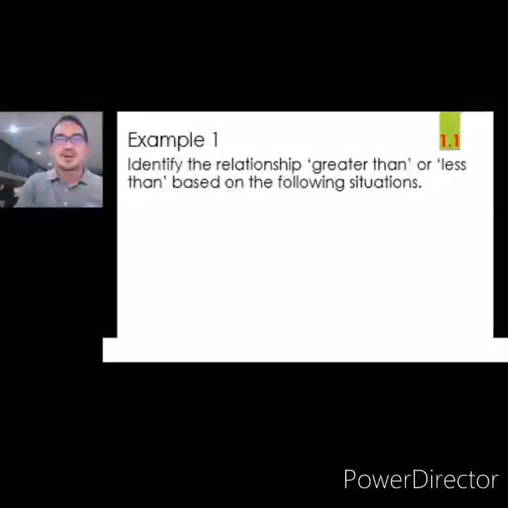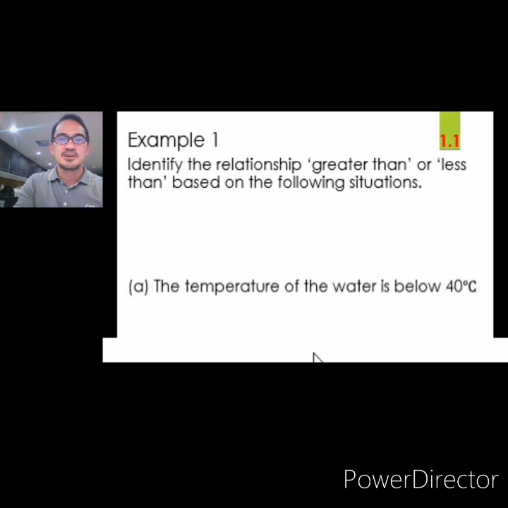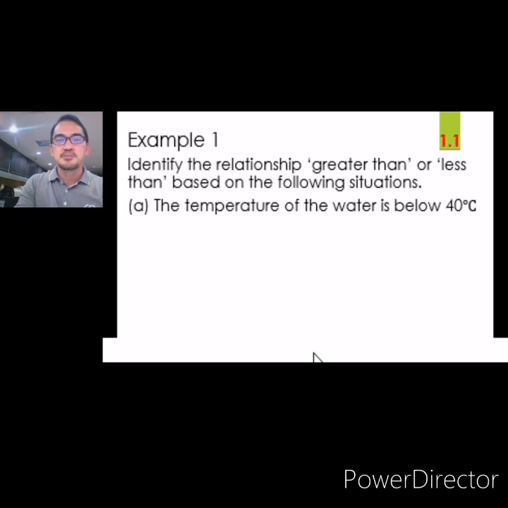Example number 1. Identify the relationship, greater than or less than, based on the following situations. Letter A. The temperature of the water is below 40 degrees Celsius, or 40 degrees centigrade. The answer must be less than. But how or why is it less than?